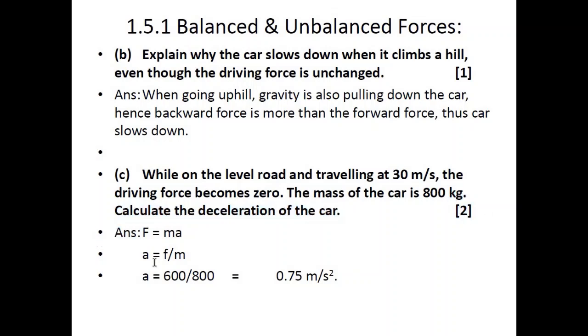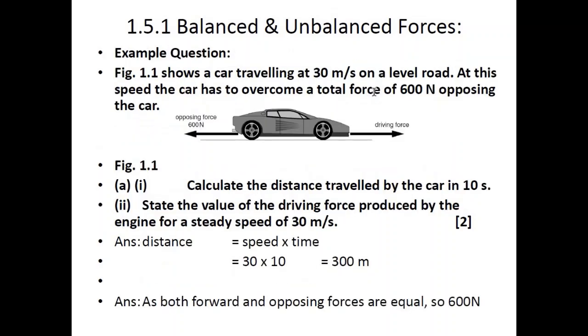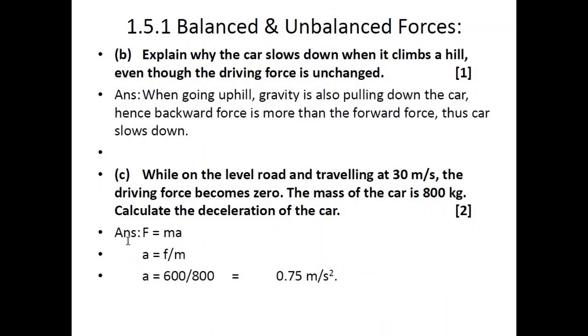This is a 2-mark question, so you have to state the formula you're using for scoring the first mark. Then we just plug in the values. Force is 600 Newton as given here, or as you used over here. So 600 divided by 800, the mass of the car, you would get 0.75 meters per second squared.